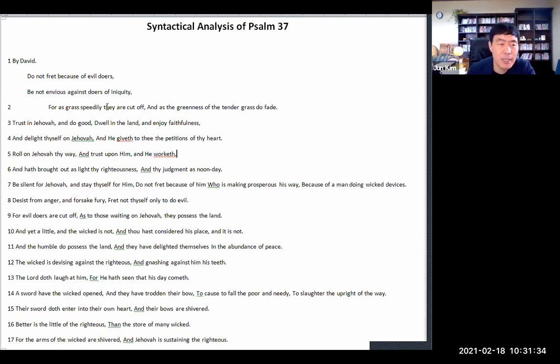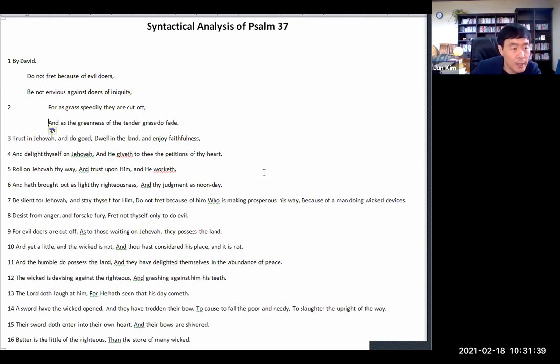For as grass speedily they cut off, and as the greenness of tender grass do fade. So I think this one is on the same line as grass and the greenness, right? The idea is the main verbs are they are cut off and they fade, but like grass and like the greenness of the tender grass. That's the idea.